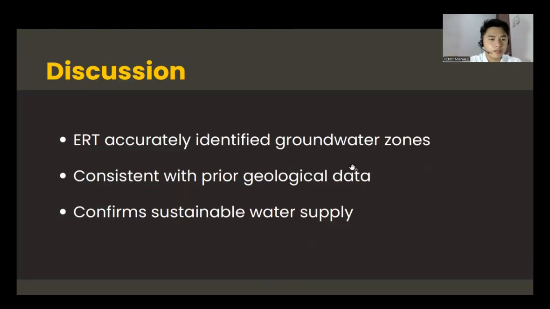Moving on to discussions, overall the ERT method successfully identified groundwater zones in all 3 sites. The data matched well with the existing geological report and borehole findings, proving its accuracy. This study demonstrates that ERT is a powerful tool, especially in regions with limited water.